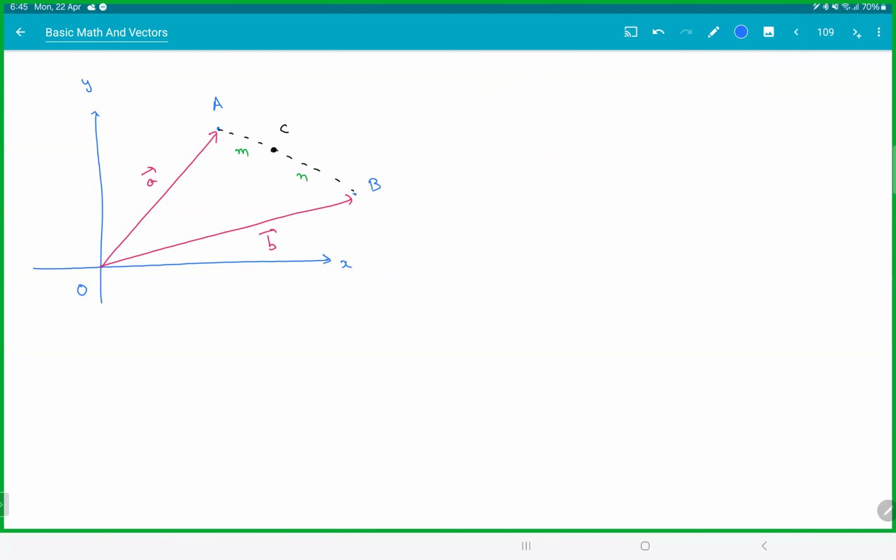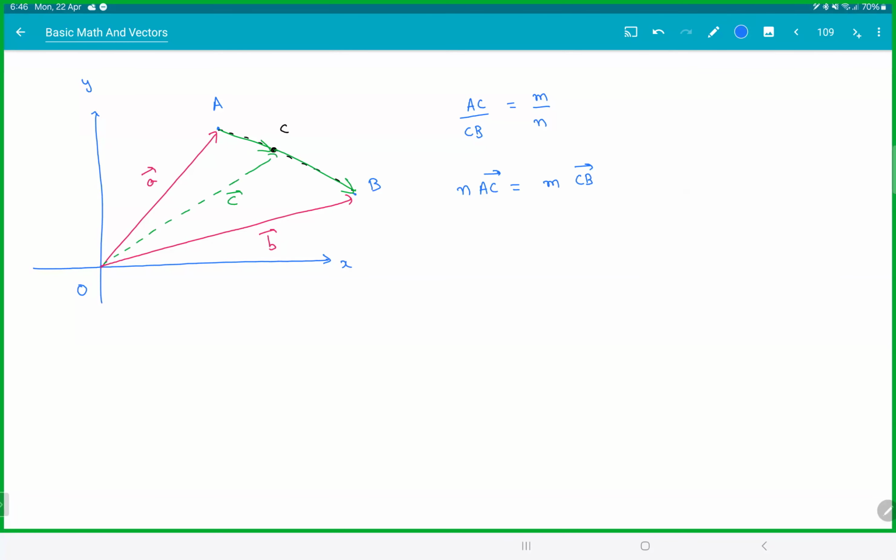Now, here we have AC by CB in the ratio of m is to n. So can I write like this, n times AC bar is m times CB bar? Make sense? Basically, AC and CB are parallel vectors, isn't it? If you look at these two vectors here, this vector and this vector are parallel vectors. So from here, if you're going like this would be your C bar.